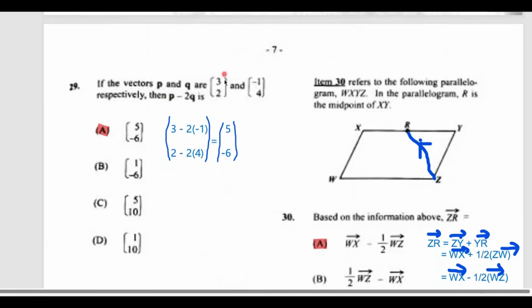29. Vectors P and Q are (3, 2) and (minus 1, 4) respectively. Then P minus 2Q is. So here, simply put, I have 3 minus 2 by minus 1. And then below I have 2 minus 2 by 4. So this becomes 3 add 2, minus 2 by minus 1, minus times minus is a plus. So 3 add 2 gives 5. And here will be 2 minus 8, which is minus 6. So that's E.